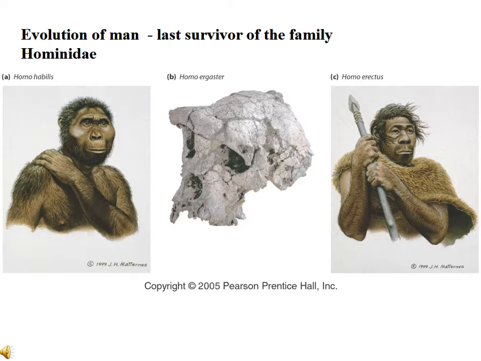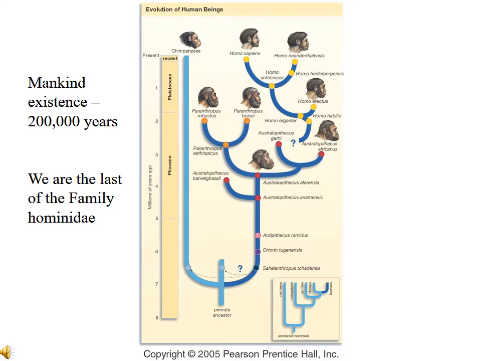So lastly, we'll look at the evolution of man. Man is the last survivor of the family hominid. Now, many of you probably don't realize that in the evolution of man, there were lots and lots of dead ends. We have perhaps no more than a handful of fossils that we look at trying to understand the evolution of the family hominid. This is an evolutionary tree showing how the different dead ends occurred in the evolution of man, Homo sapien, as we know it today. Now, mankind has existed probably no more than 200,000 years.